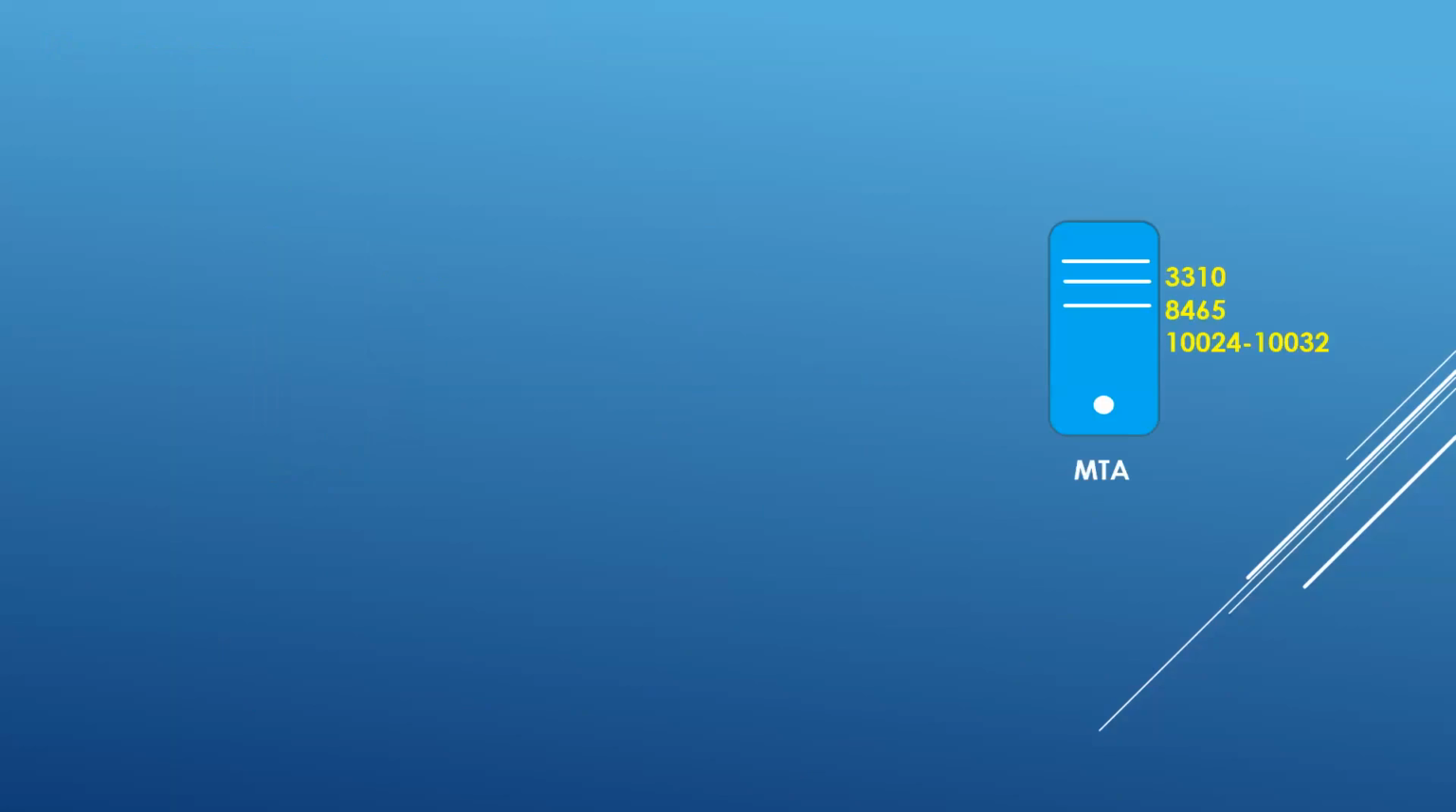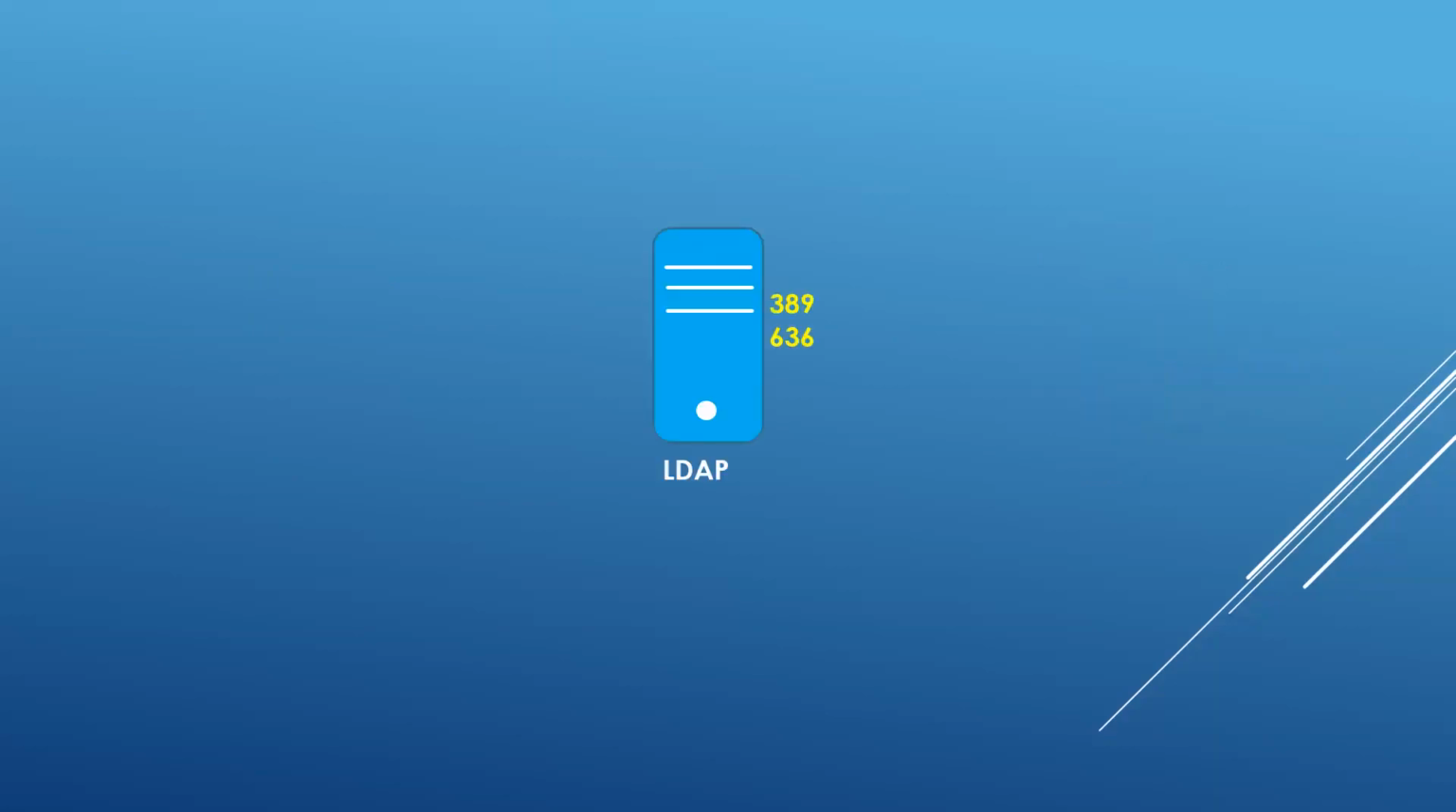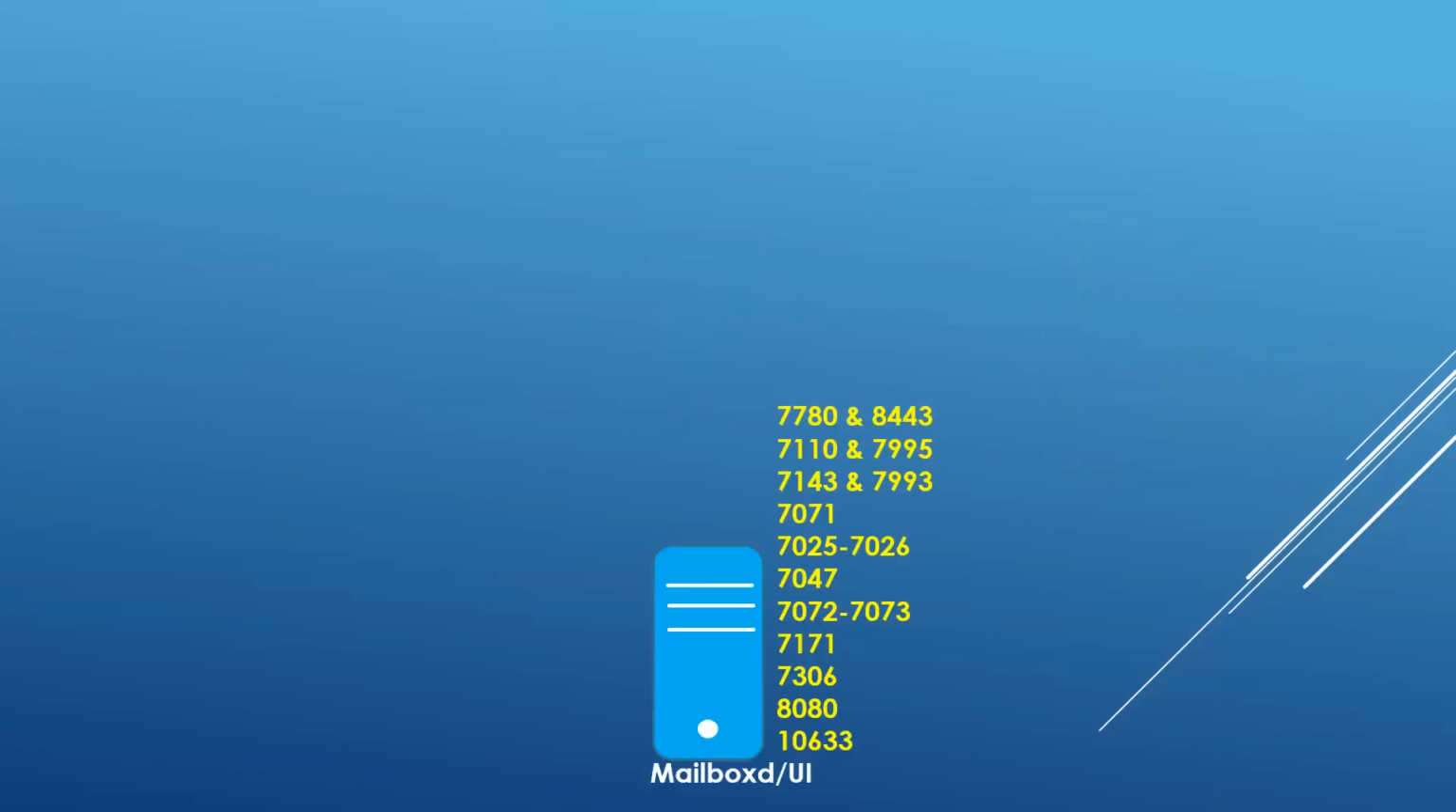On MTA, we have to open 33108, 4651, 10024, 10032. These are the internal ports at the MTA level. All the subcomponents of MTA like AMAVISD, SpamAssassin, ClamAV, and CBPolicyD communicate with one another over these ports. LDAP needs 389 and 636.